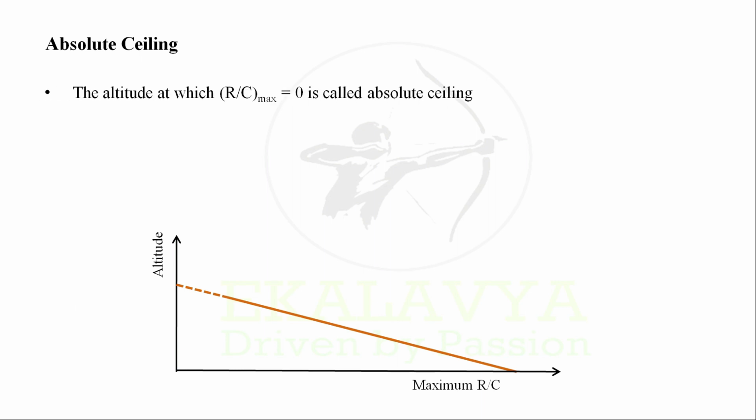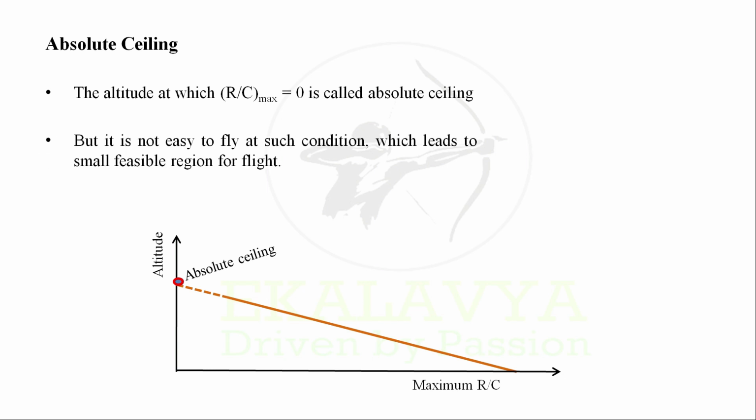Absolute ceiling. The altitude at which the maximum rate of climb is equal to 0 is called the absolute ceiling. But it is not easy to fly at such condition. Why? Because we have to fly at that particular velocity only, like 200 km per hour. If we try to go above it or below it, the power required will be more and we can't fly. So flying at this particular altitude with one particular velocity is too risky.